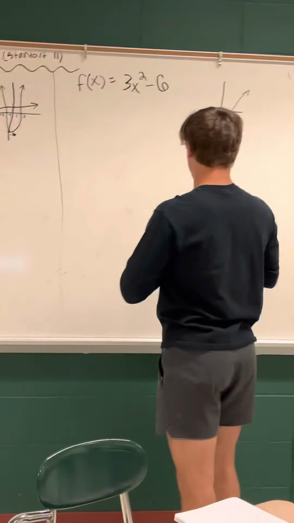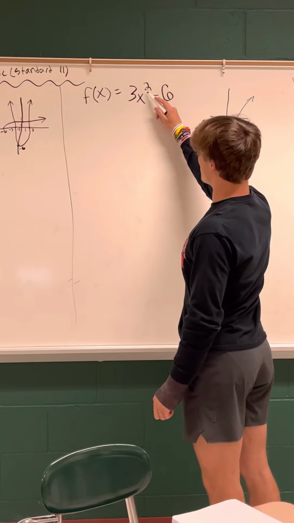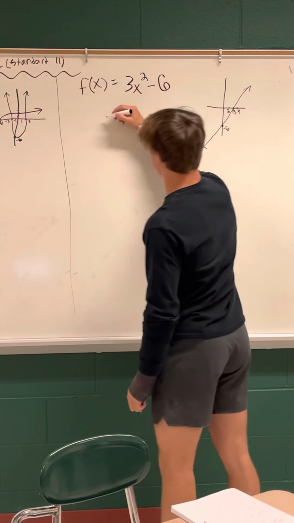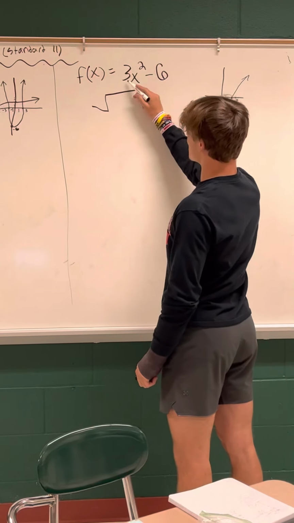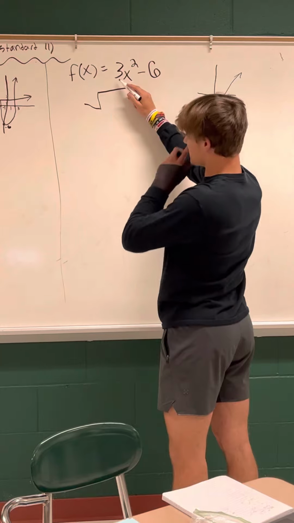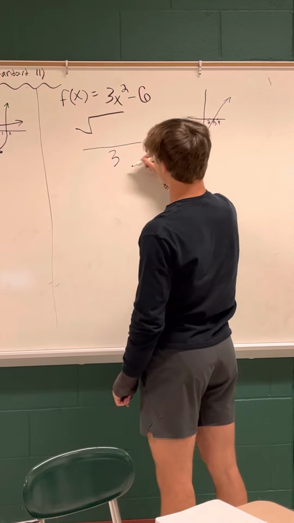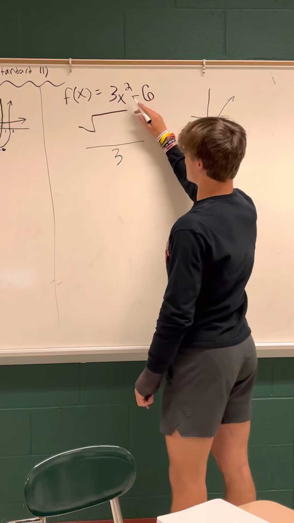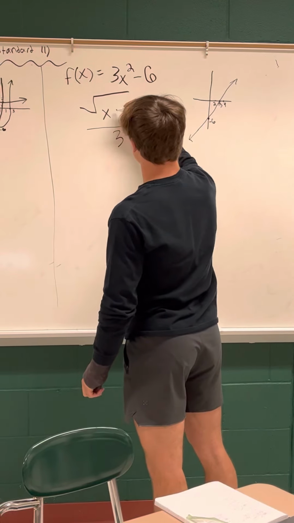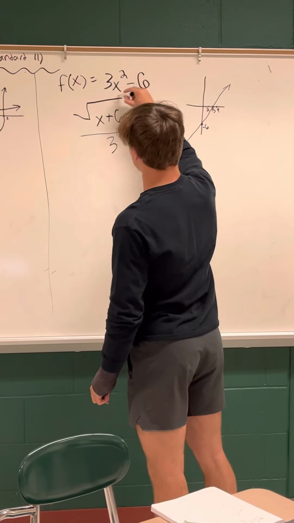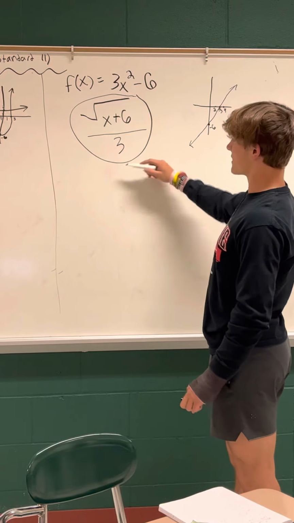So we're going to find the inverse of this. Since there's an exponent, there's going to be some type of square root. And then since 3 is getting multiplied, it's going to be a division problem, so it's going to be 3 down here. And then x minus 6, that's a subtraction problem, so it's going to be x plus 6. And then this is the inverse problem right here: the square root of x plus 6 divided by 3.